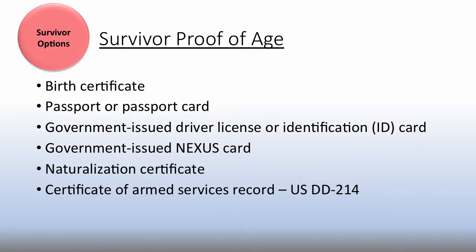So here's one of my tips and tricks. If you're taking a survivor option, you will have to provide proof of your survivor's age. They're already going to have yours on file, but because the age difference makes the difference in the calculation, you have to provide proof of survivor's age. These are the documents that the department will accept.